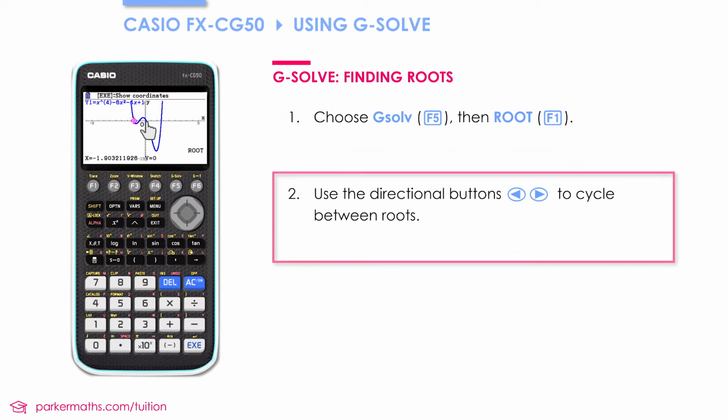To find more roots on the curve, we use the directional arrows. Pressing the right arrow gets us the next one at -1. Then there's another one at 0.19 and so on.